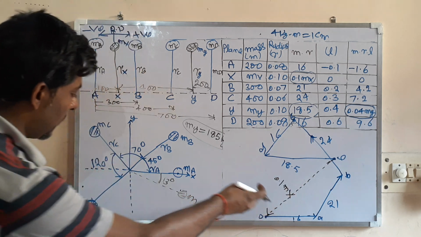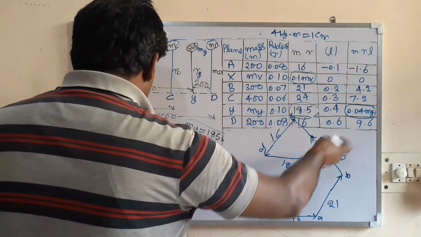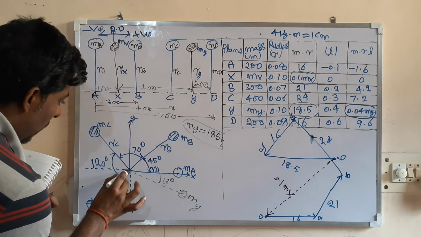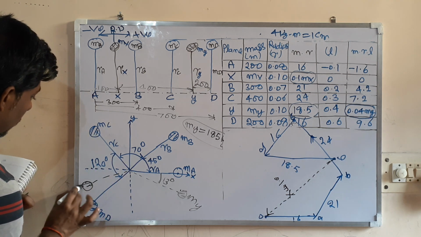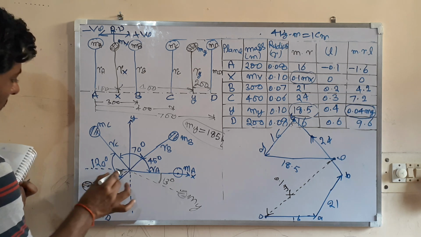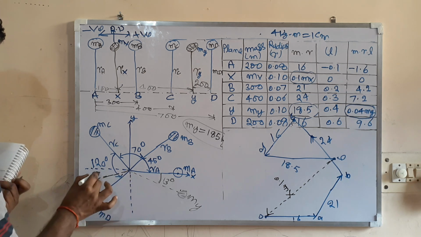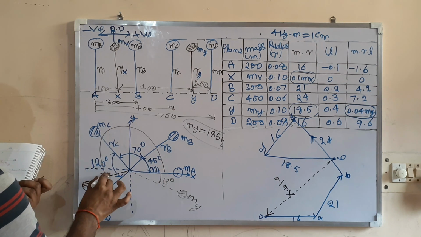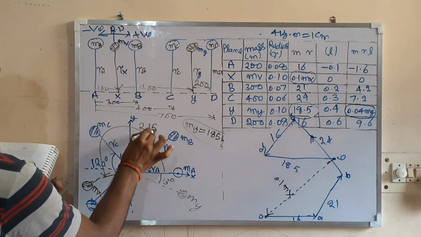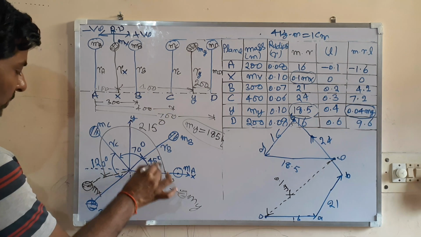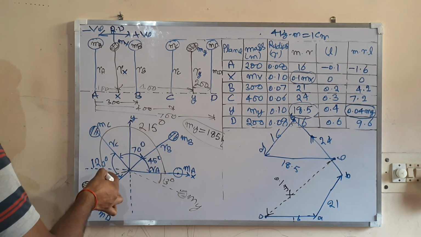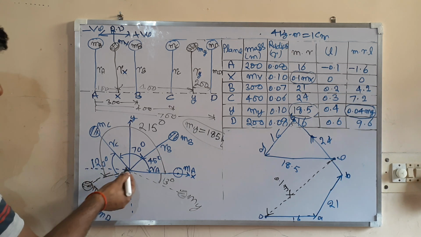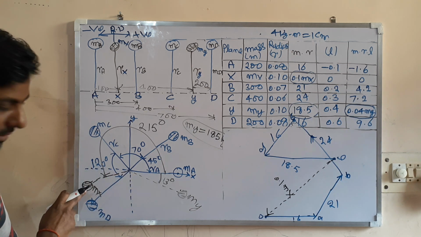What is the direction? Just draw a line parallel to this line. When you draw, you will get a line like that. So this is mx. This is the direction of mass mx. When you measure from here, you will get 215 degree. From the positive x-axis in counterclockwise direction, this angle will be 215 degree. By measuring, you can get it. So this is the angular position of mass mx.